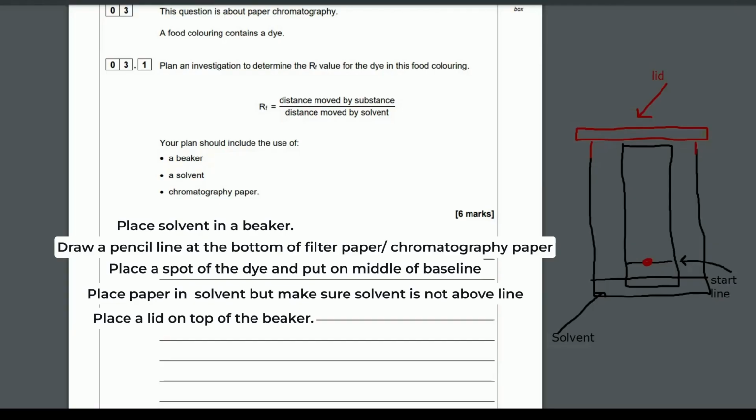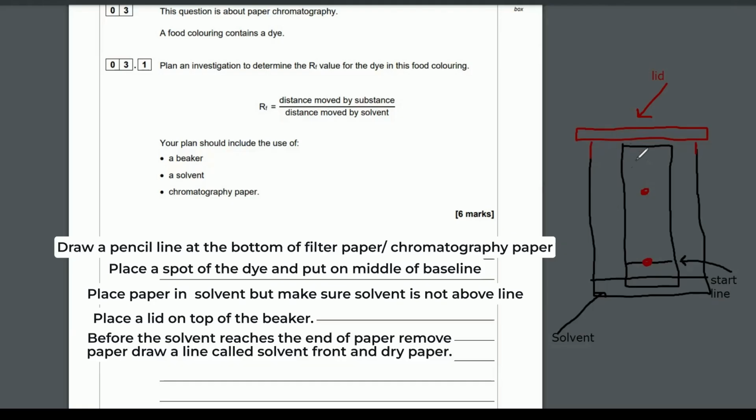Now the ink will climb up the paper and the dot will move up the paper. The solvent will also move up the paper. Before the solvent reaches the end, we take it out and draw a line where the solvent has reached, and we call this the solvent front.